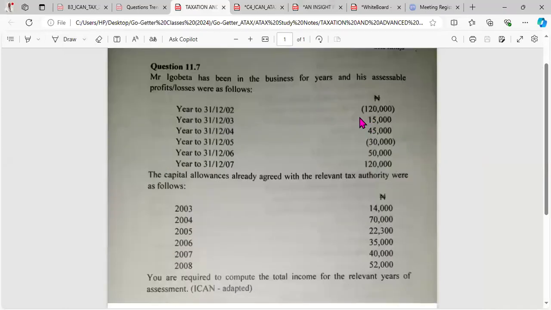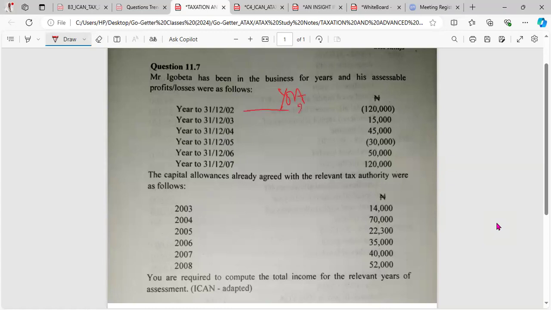Looking at illustration 4, this is another I can pass question. It's an old question. So what do we do? Mr. Igbota has been in the business for years, and his accessible profit and loss were as follows. So this is year 2. What we should do here, we'll just put our year of assessment.